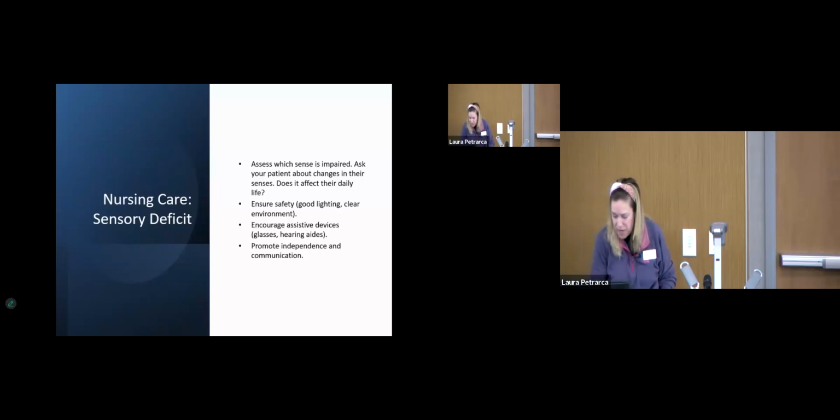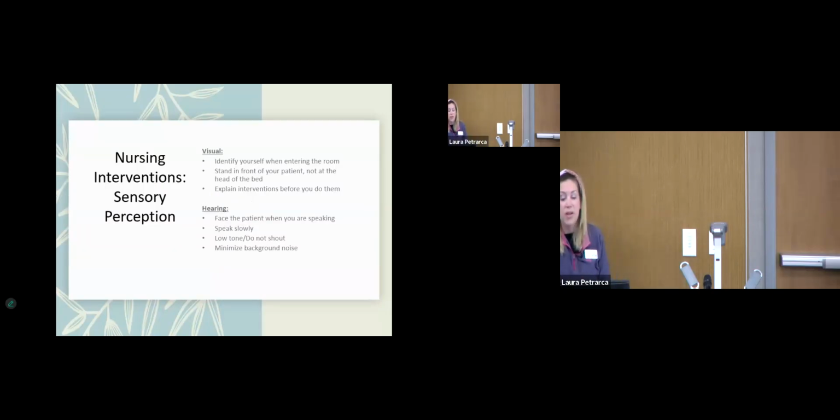So let's talk about vision. All right, so when you walk in your patient's room, "Hey, I'm Jill, I'm your student nurse today." Make sure you identify yourself, because if they have a visual problem, they can't see you. So make sure that you're letting them know who you are when you enter the room. Stand in front of your patient, not at the head of the bed, because they need to be able to see you. If you're down there at the head of the bed and they already have a vision problem, they're not going to be able to see you well. So make sure that you stand in front of your patient.